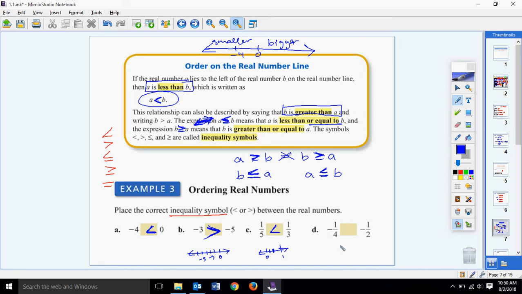And then we have negative 1/4 and negative 1/2. If you don't already know, I highly suggest drawing a number line. We have 0 and -1 because they are negative numbers, so they're to the left of 0. -1/2 would be right in the middle. -1/4 would be closer to 0. So which one is bigger? Well, the one on the right is going to be bigger. So we want our alligator mouth eating the -1/4.